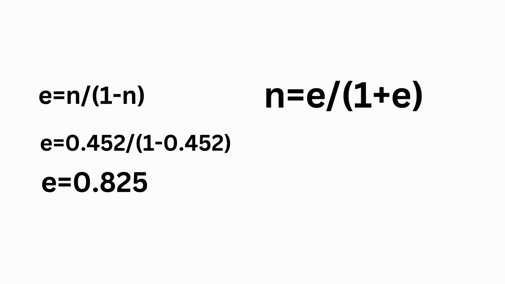And here is the relation between porosity and void ratio, which is E is equal to N divided by 1 minus N, or N is equal to E divided by 1 plus E. After putting the value of porosity, we will get the void ratio value, which is 0.825.